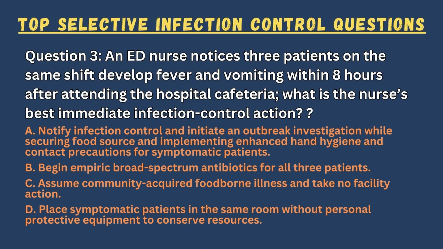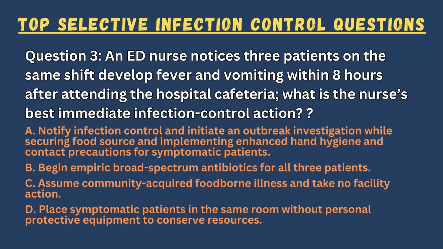Question 3. An ED nurse notices 3 patients on the same shift develop fever and vomiting within 8 hours after attending the hospital cafeteria. What is the nurse's best immediate infection control action? A. Notify infection control and initiate an outbreak investigation while securing food source and implementing enhanced hand hygiene and contact precautions for symptomatic patients.